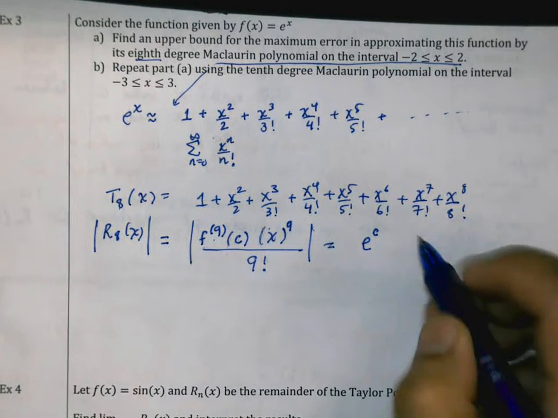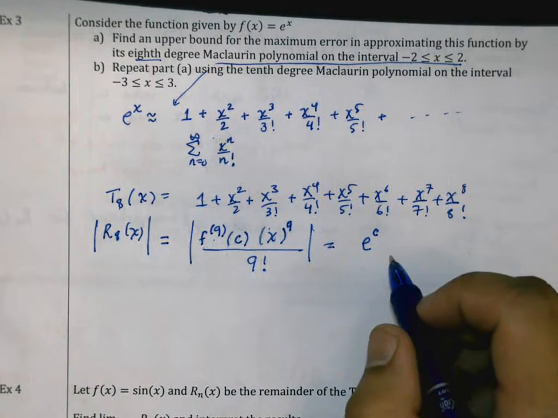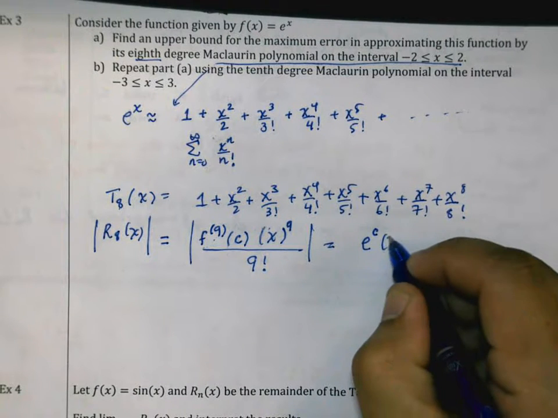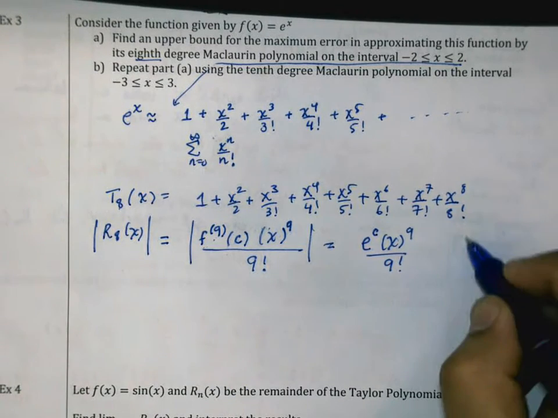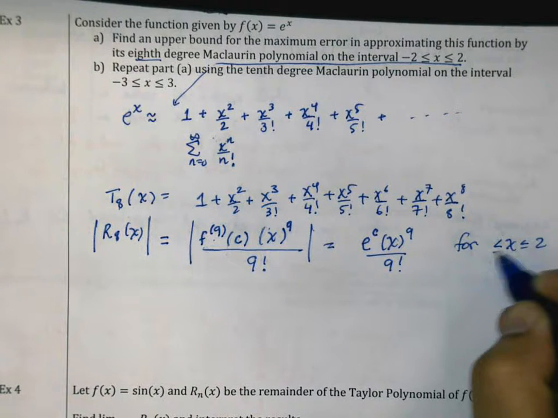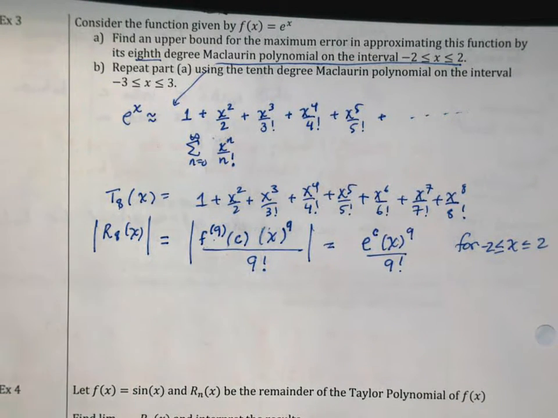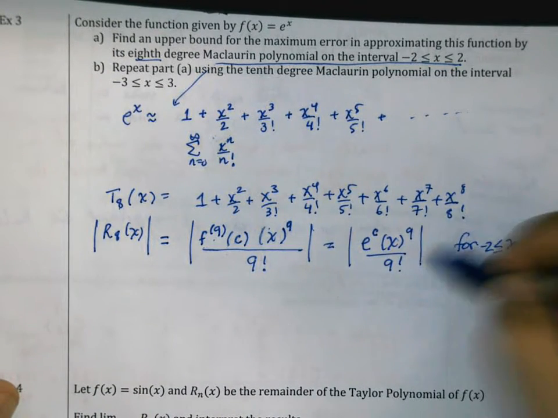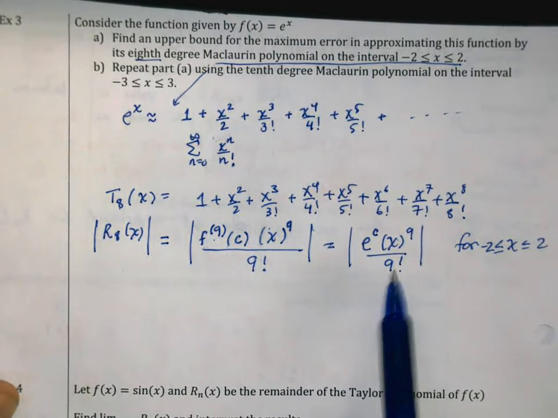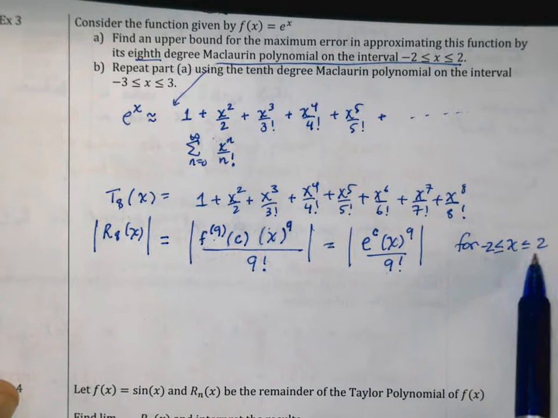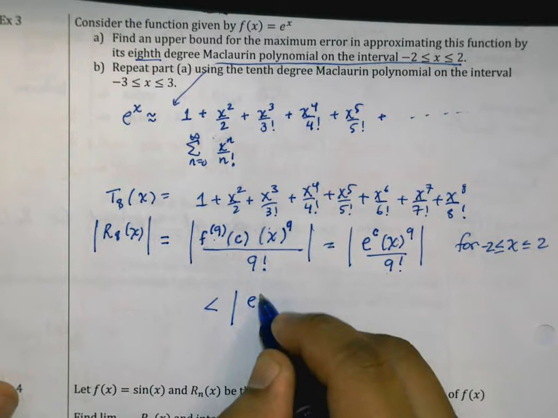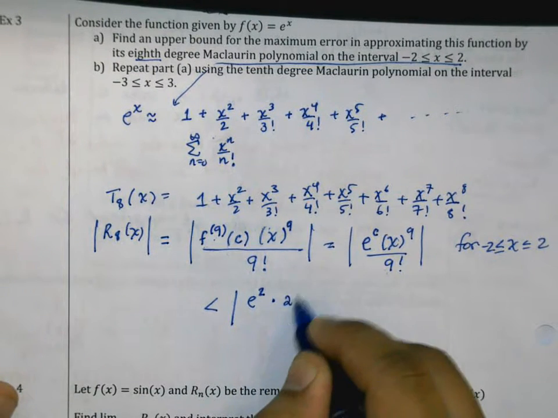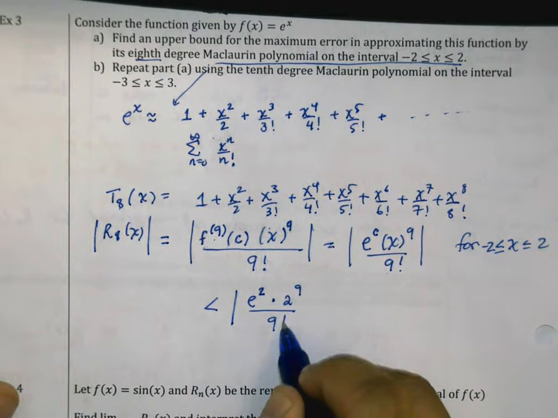x here is some term. Well, x in this case is going to be at most 2. I'm going to leave this as x for right now, and then I'll fill it in the next step, to the 9th all over 9 factorial. And we're estimating this for x between +2 and -2. So we want to set an upper bound for this. What is the largest possible value that this thing could be? Well, the largest possible value is the farthest end of the interval we're dealing with. So if we put 2 in here, the error is at most e squared times 2 to the 9th over 9 factorial.